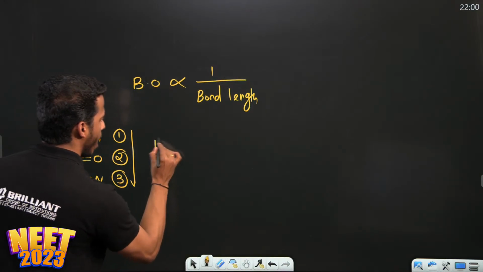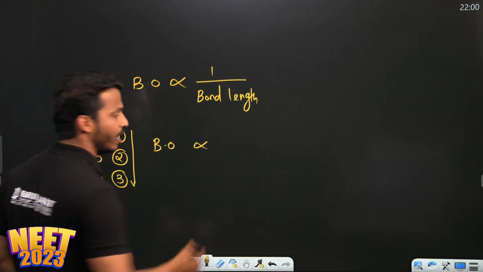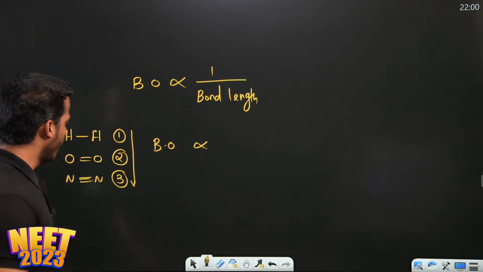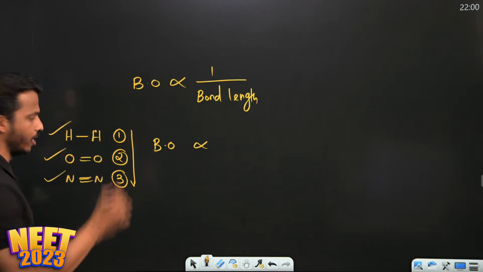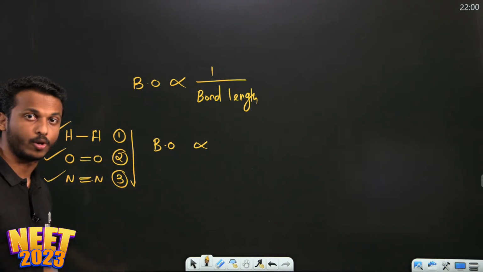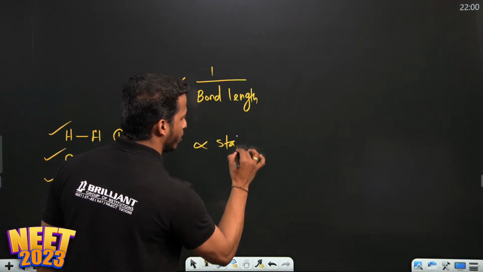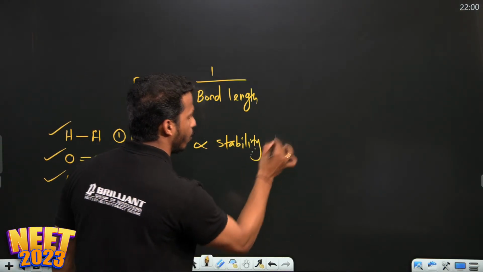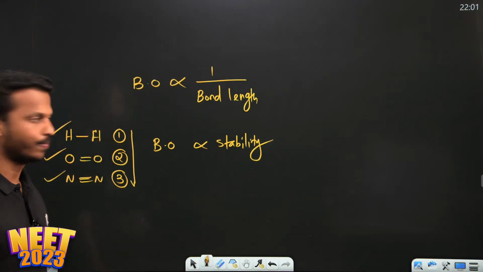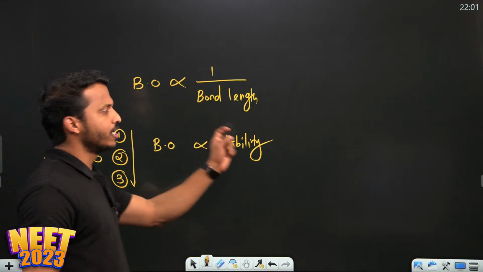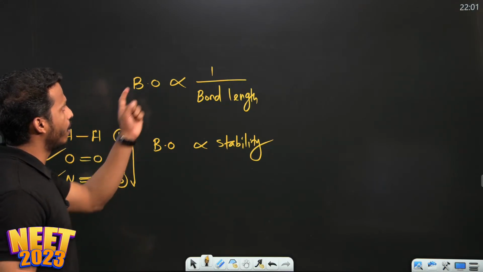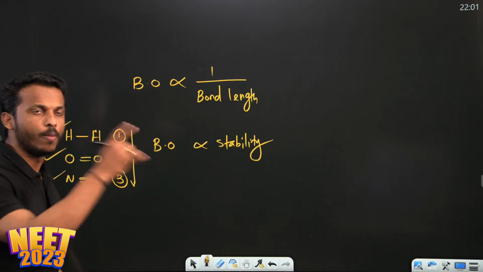Next point. How is bond order related to the stability of the molecule? Here hydrogen, oxygen, nitrogen. Which is more stable? Nitrogen, because there is a very strong bond. So as the bond order increases, we are able to say the stability of the molecule also increases. Bond order increases means stability also increases, but bond order is inversely proportional to bond length.